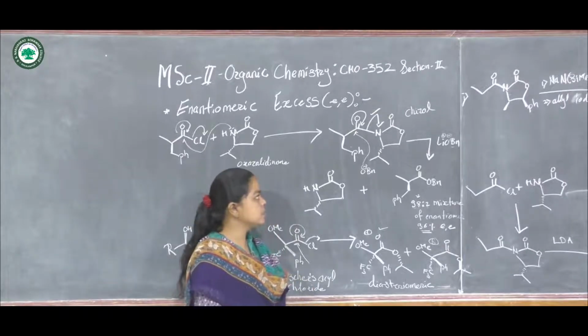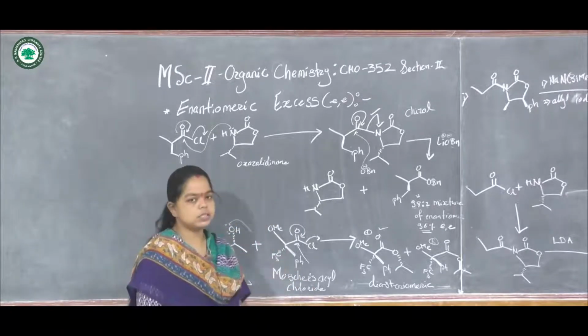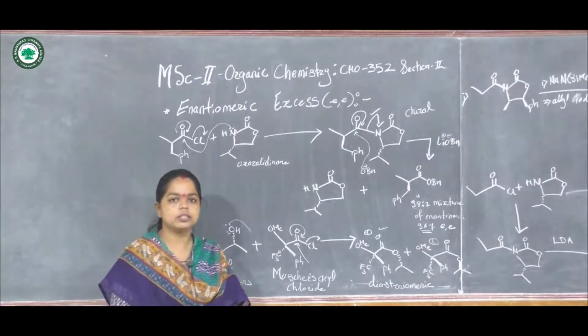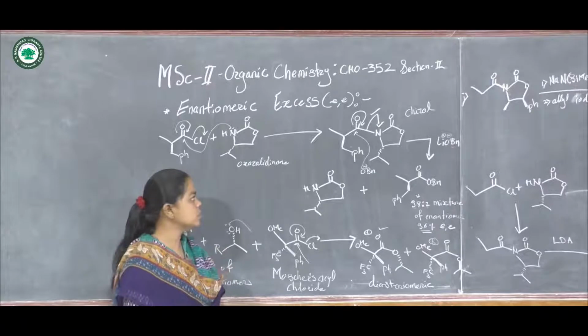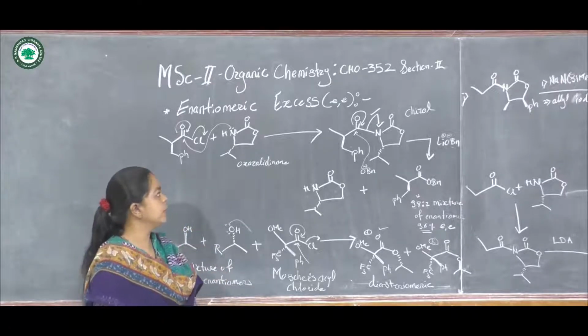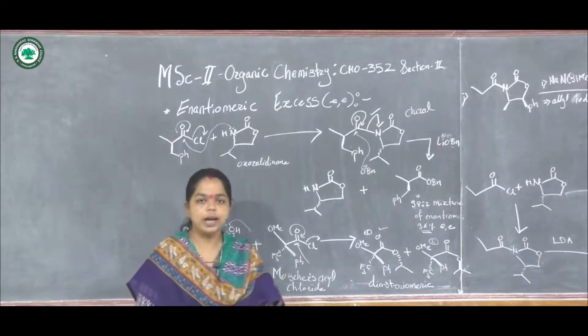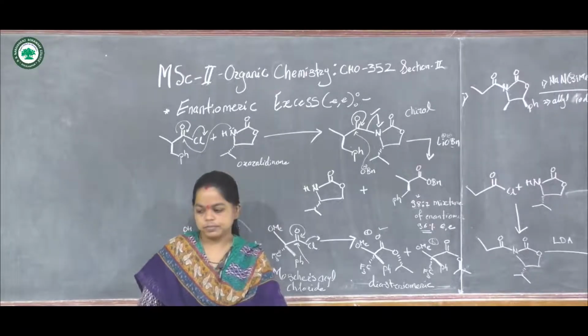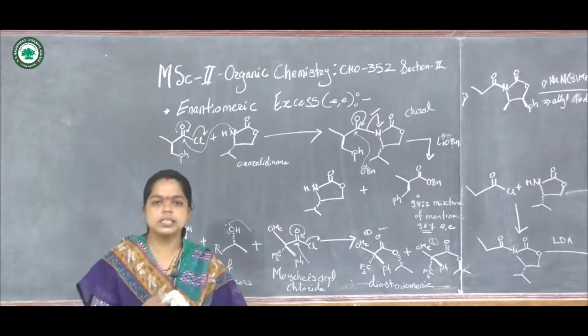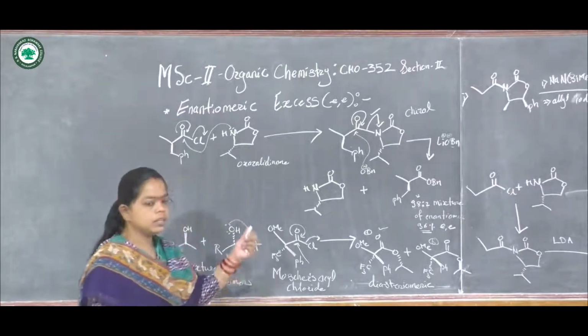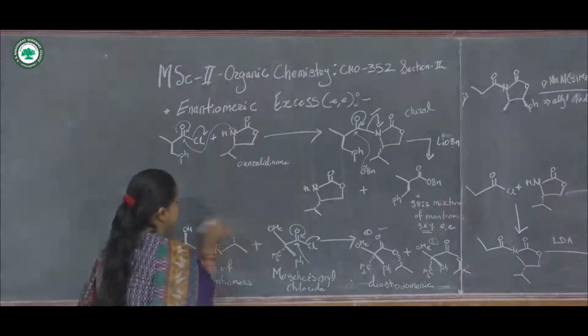Now in this case we have used this chiral auxiliary. We can also use different chiral auxiliaries. The oxazolidinone molecule we have seen here is synthesized from the amino acid valine. Now let us see the reaction for the formation of the chiral auxiliary oxazolidinone.